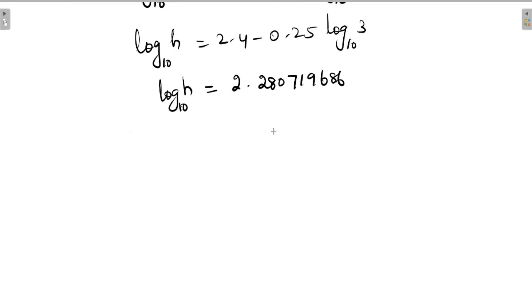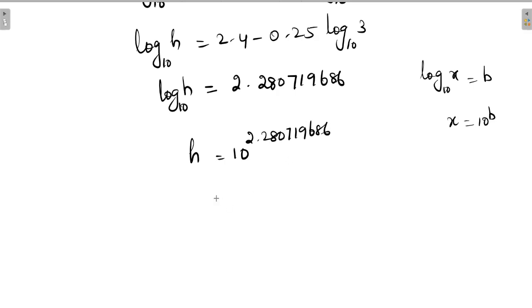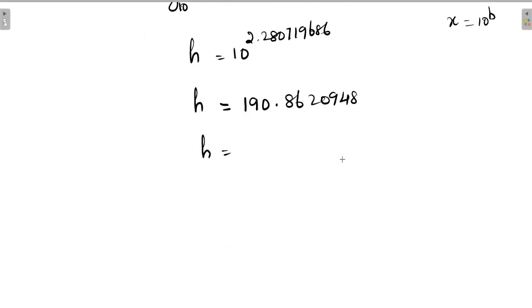So let's find out the h value. We know the logarithm rule: if log x to the base 10 is equal to b, then x equals 10 power b. So by using this law, 10 power 2.280719686 gives the h value, 190.8620948. Give your answer as 3 significant figures, as given in the question. So the answer is 191.